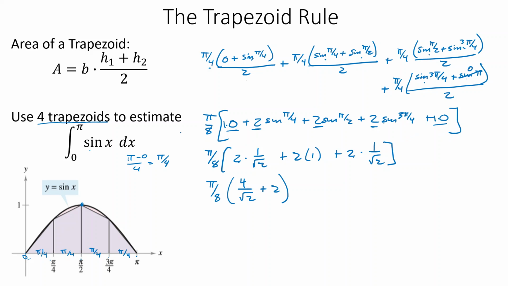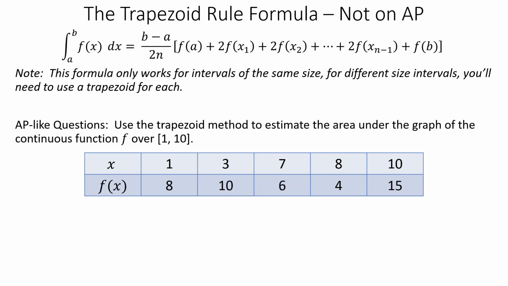But that only works if our intervals are all the same width. They're all pi over 4. Most of the time, that's not the case. So sometimes we can do that, like the 1/2 comes out front, because that's common to all of them. This is the width of each one of them, b minus a over n. And we get the first one, and 2 times the second one, 2 times the third one, and so on, all the way to 2 times the second to last one, and then 1 times the last one.